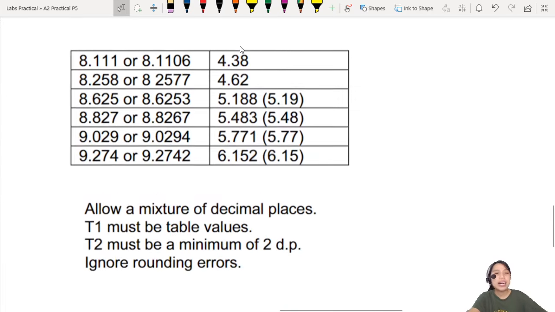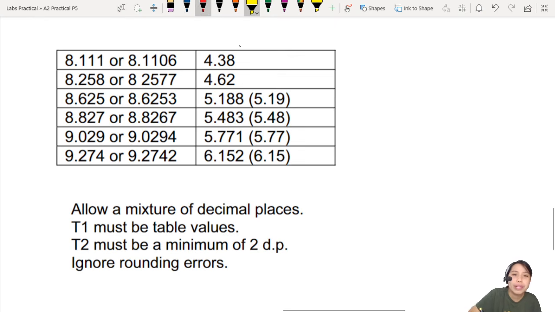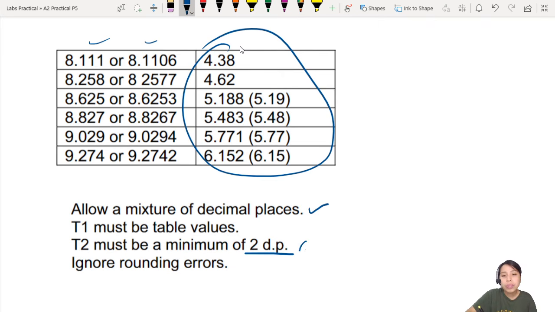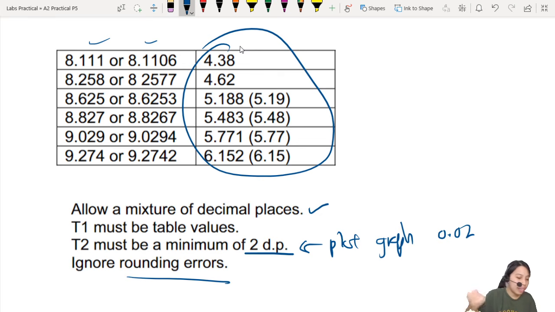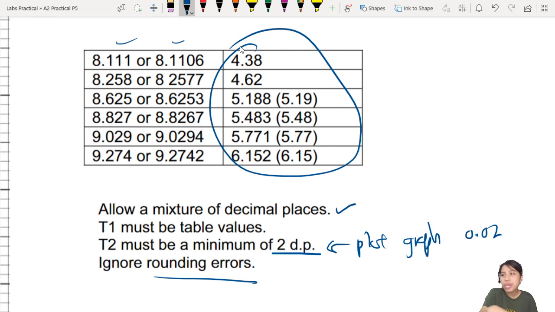If you look at the mark scheme, since there are so many possible answers, they just write a few examples. So if you got any of these or even a little bit more, it's okay lah. Just make sure you know how to round them off. They allow a mixture of decimal places because they know it's a bit all over the place. But minimum 2 DP for these, because you need to plot a graph and you must have a precision of 0.02 in order to plot nicely. So sure, if you round wrongly, they're just like, whatever lah. We know it's been a long day. It's okay if you plot wrongly.